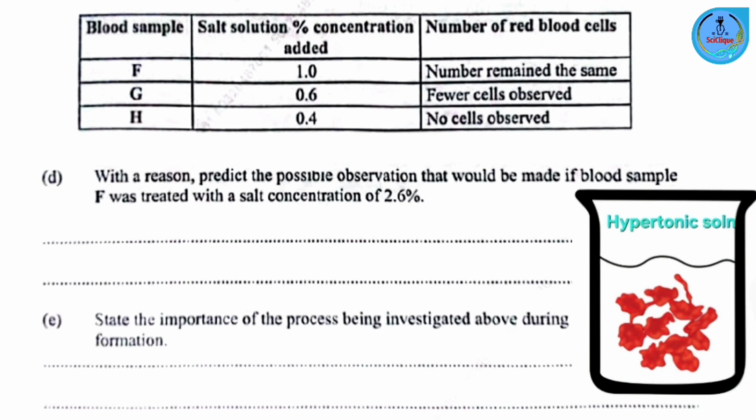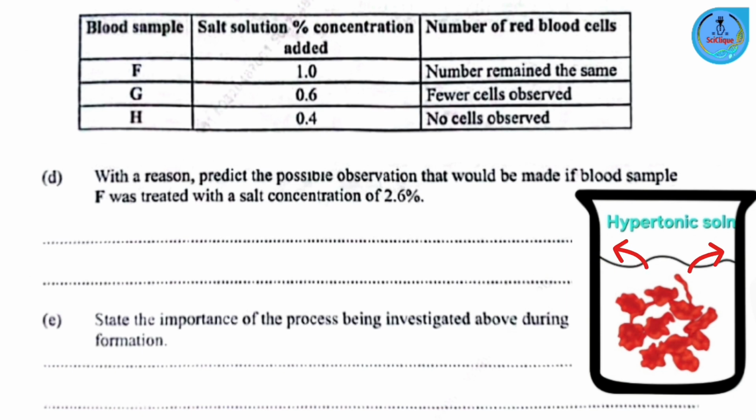That means that this salt solution is going to be hypertonic to the cytoplasm of the red blood cells. So salt solution hypertonic, the red blood cells hypotonic. Water molecules therefore will move out of the red blood cells by osmosis and into the surrounding solutions. So what will happen to the cells? They will lose water and shrink. They are going to become crenated.